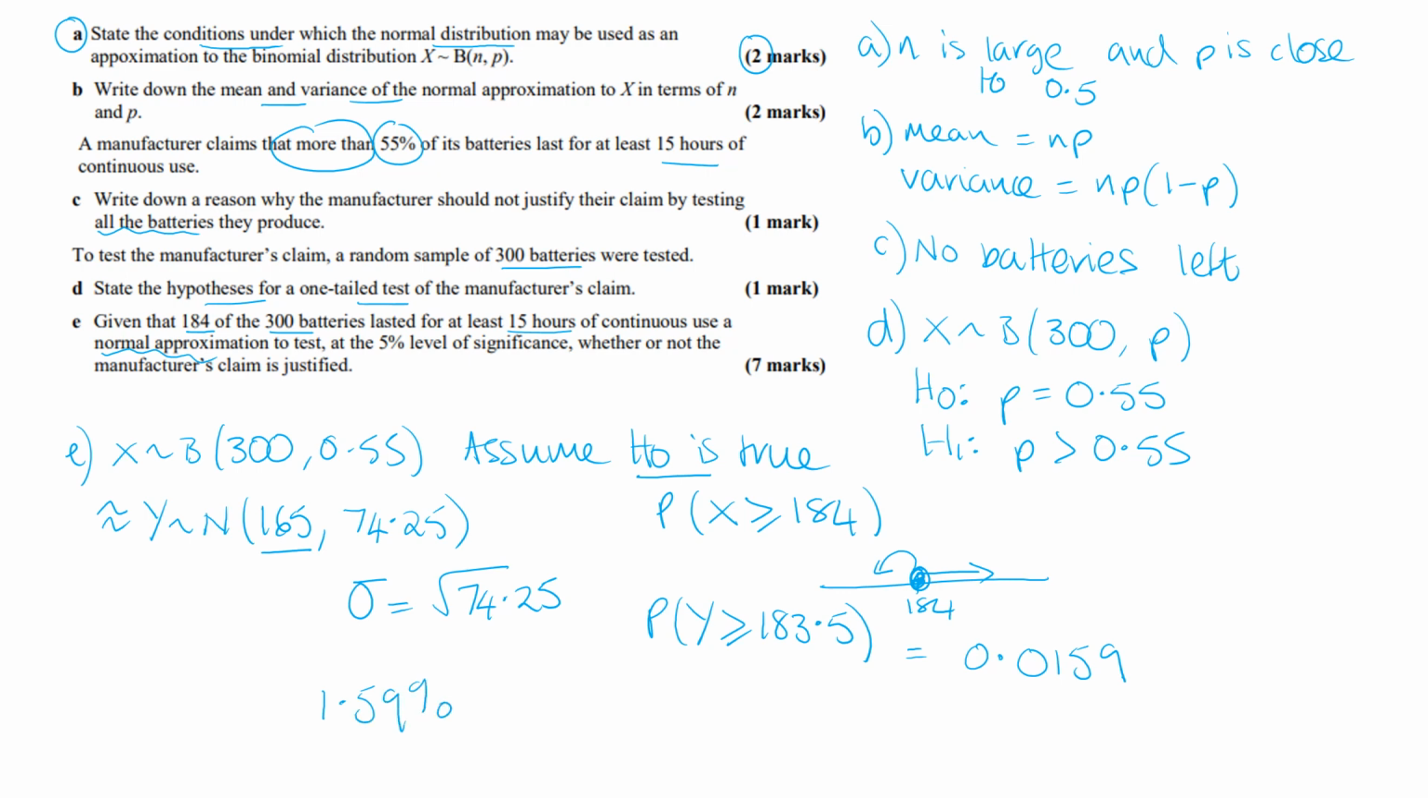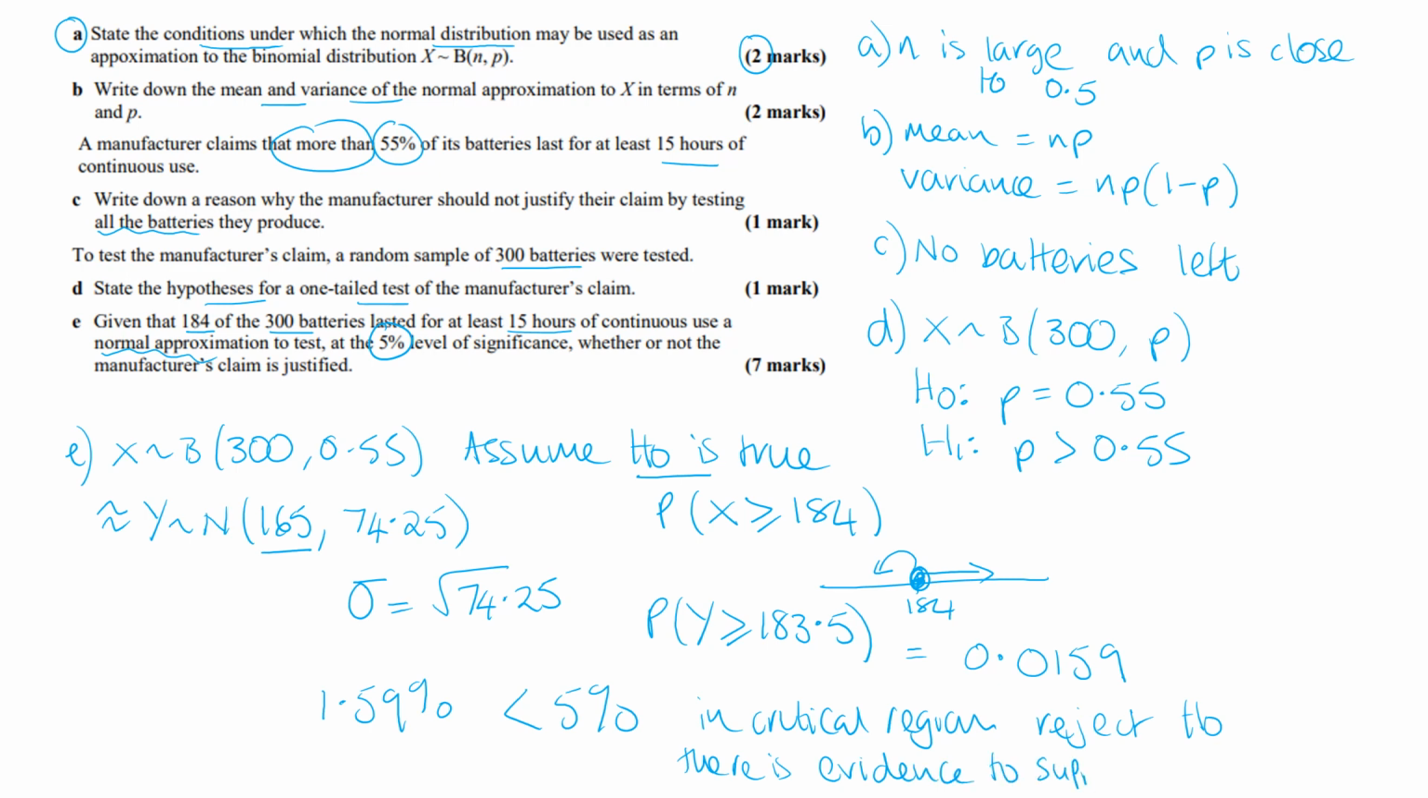So looking at that as a percentage, it's 1.59%, which is less than the 5% significance level. So that's going to be in the critical region. So that is telling us we can reject H0. There is evidence to support the manufacturer's claim.